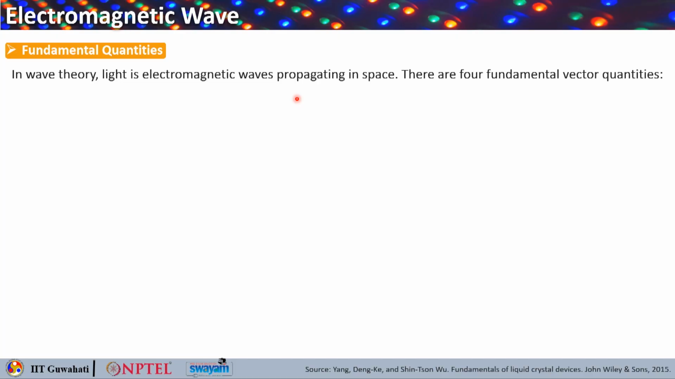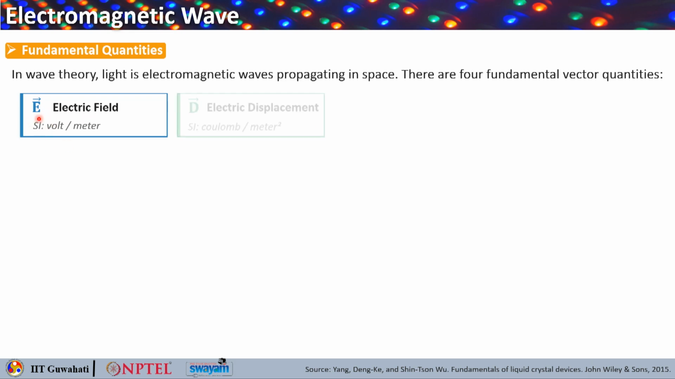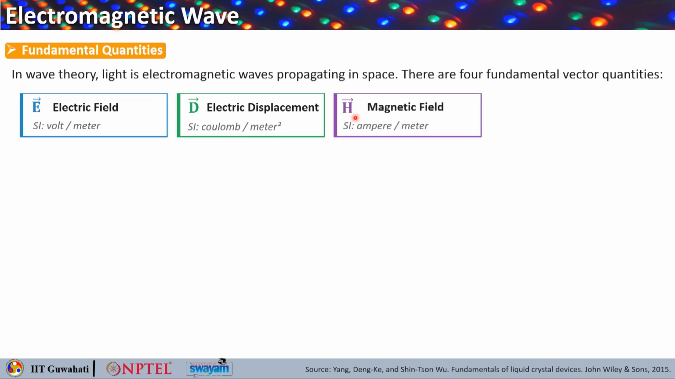So in wave theory, we have seen that light is basically an electromagnetic wave propagating in space. So there are four fundamental vector quantities. One is the electric field given as capital E, the unit is volt per meter. Then you have electric displacement represented as capital D, its unit is coulomb per meter square. Then you have magnetic field H, ampere per meter is the unit, and then you have magnetic induction or magnetic displacement, which is represented as B. That basically has the unit of Tesla, which is volt second per meter square.